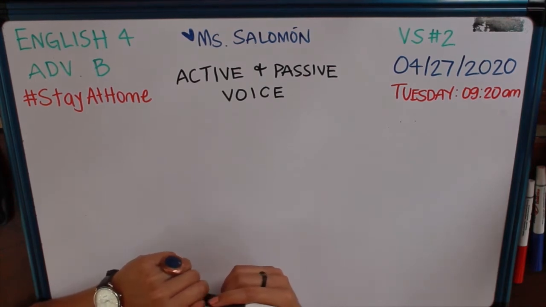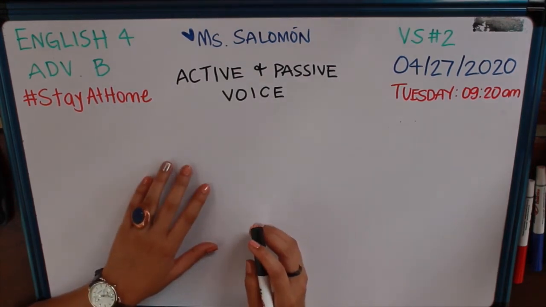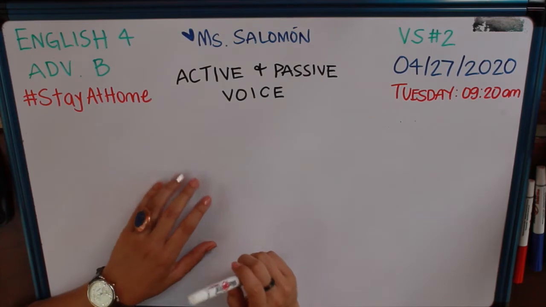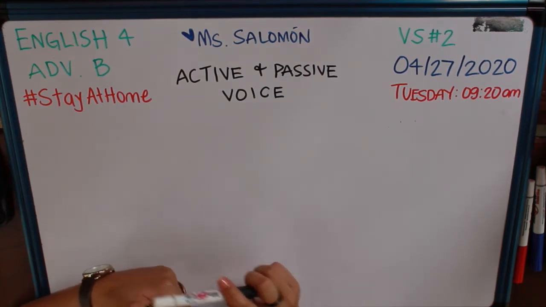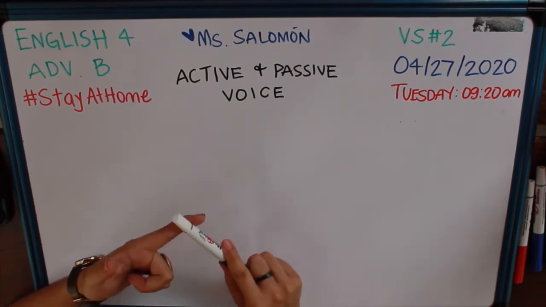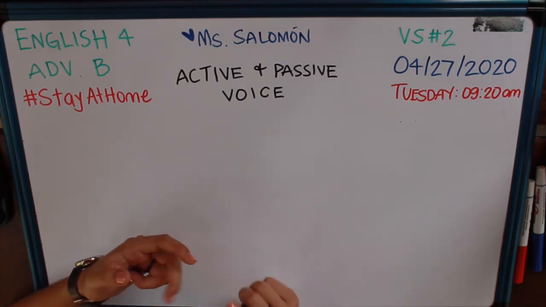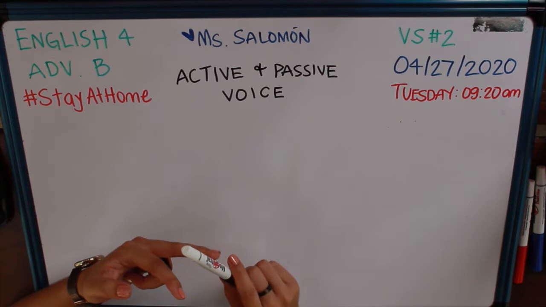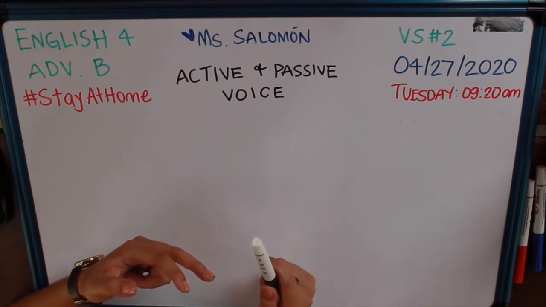Today we will continue with active and passive voice. As we were saying in the previous video, we use passive voice when we want to talk about an action without saying who did it, or when the person who did the action is not important. We can also use it to emphasize what happened rather than who did it.